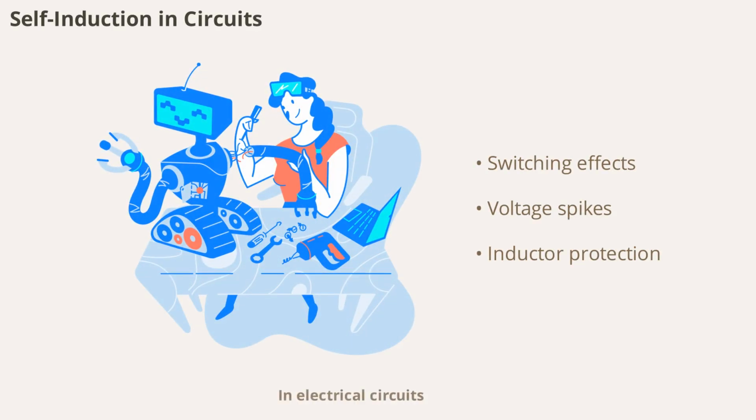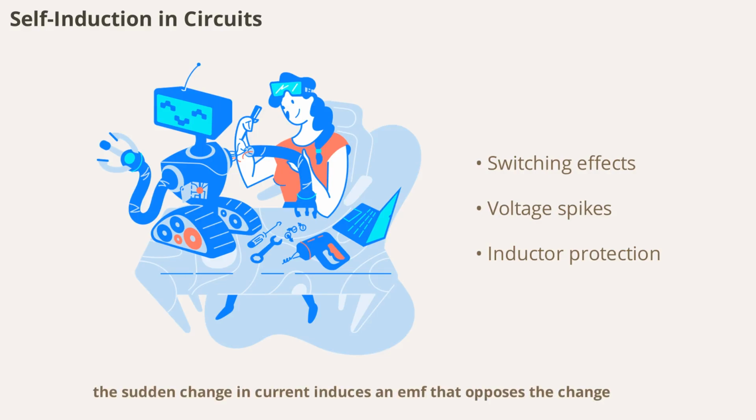In electrical circuits, self-induction plays a critical role in controlling current changes. When a switch is opened or closed, the sudden change in current induces an EMF that opposes the change, sometimes causing sparks or voltage spikes. Engineers use inductors to manage these effects, protecting sensitive components and ensuring smooth operation.